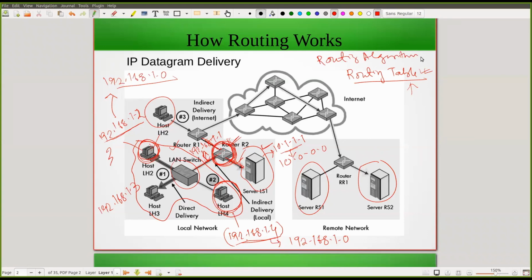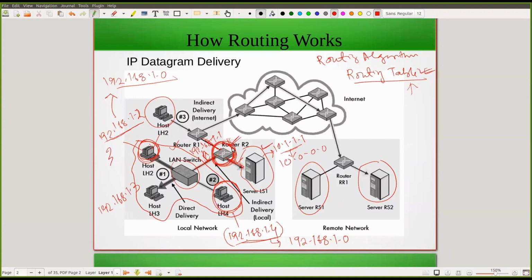So that means every router has to run a routing algorithm to populate this routing table from time to time. Based on this routing table, the router can decide the correct path to follow for delivering the packet to the final destination. Getting my point, everybody?